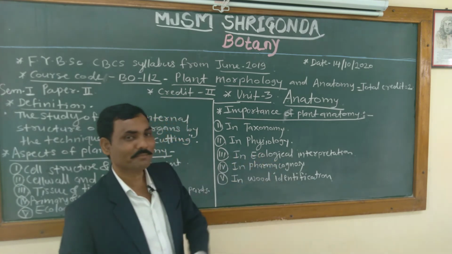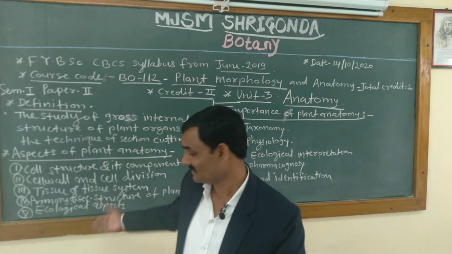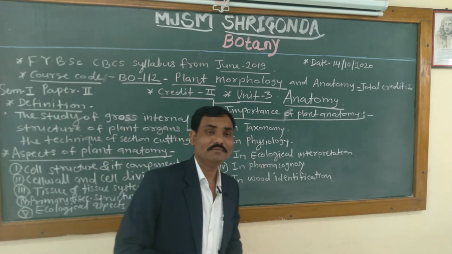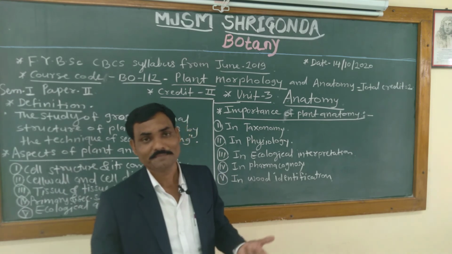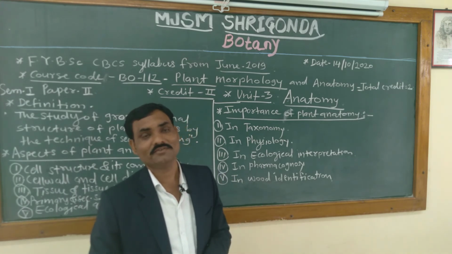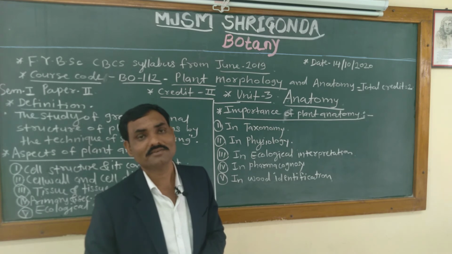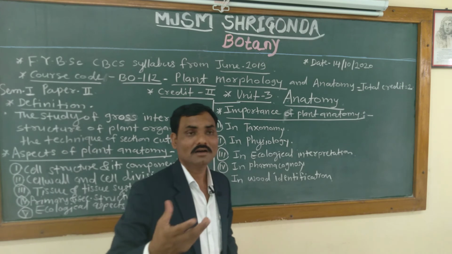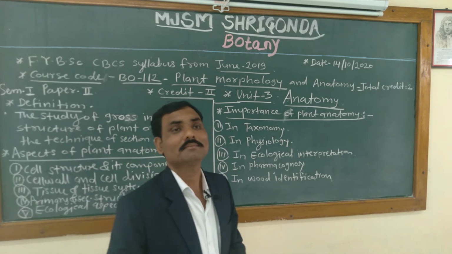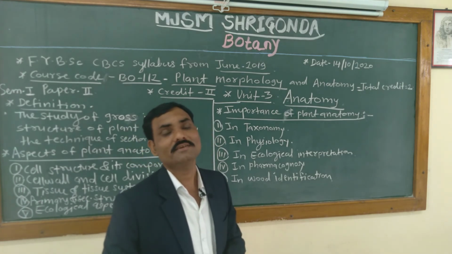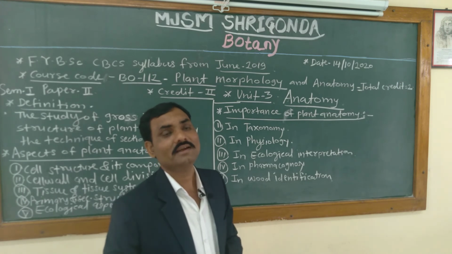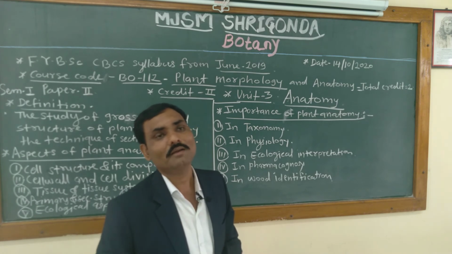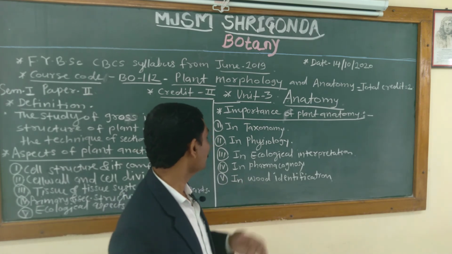Then in ecological interpretations, now we are discussing the same points about ecological interpretations. What is the impact of ecology on anatomy? When we take the transverse section of different plant parts, that is root, stem and leaf, we see how the ecological factor has a great impact on that part. Xerophytic plants are different, hydrophytic plants are different, and on the basis of those ecological factors, the plants have also adapted according to their nature, according to their ecology.